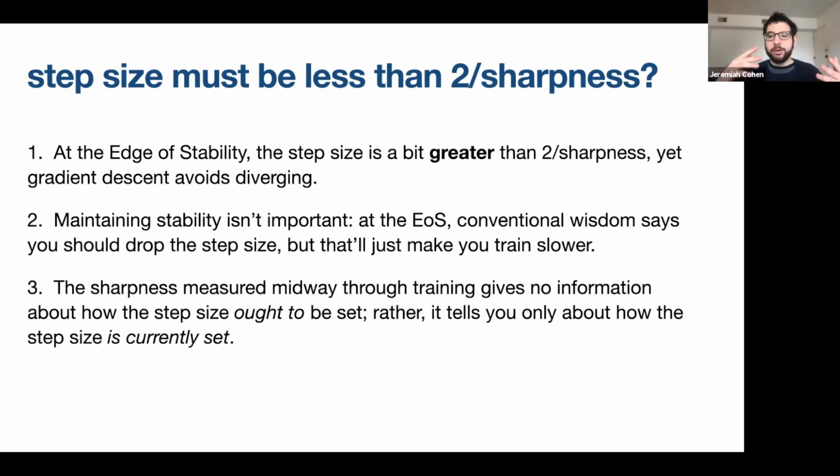Moreover, the other issue with the conventional wisdom is that if you measure the sharpness in the middle of training, it doesn't give you any information at all about how the step size ought to be set. Instead, it just tells you about how the step size is currently set. So the conventional wisdom says the sharpness should convey some information about how you should set the step size. Actually, no, the sharpness is just a mirror reflection of your current step size. It tells you nothing about what other step sizes are possible, or which are good or which are bad. It's just a mirror reflection of your current step size.